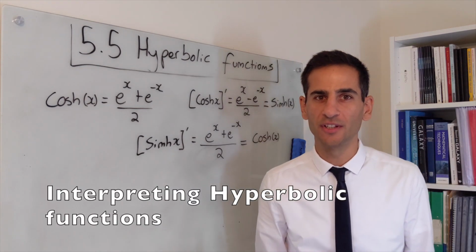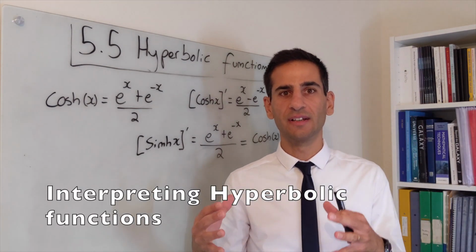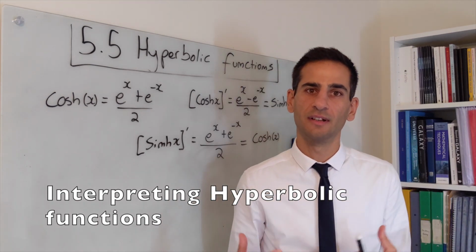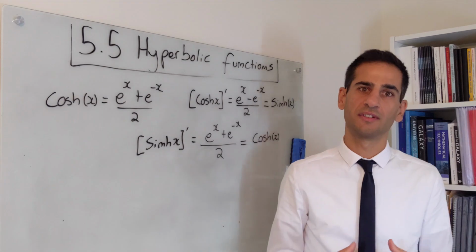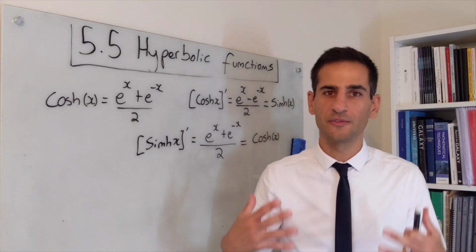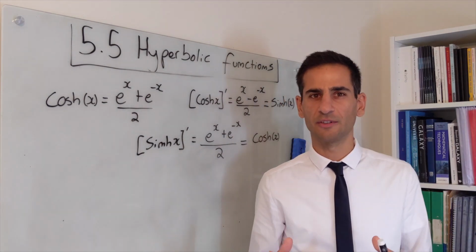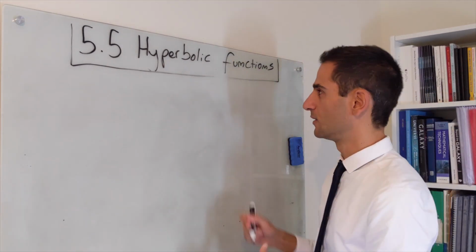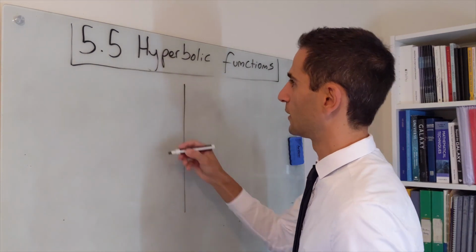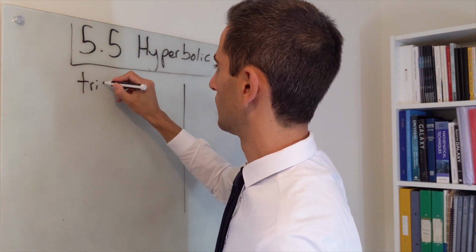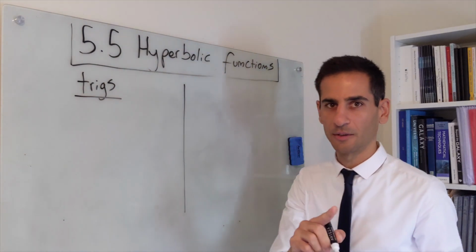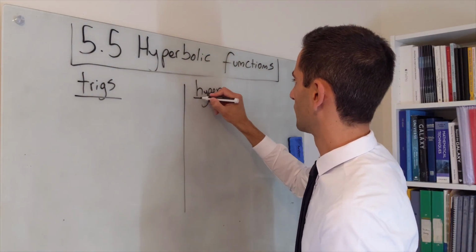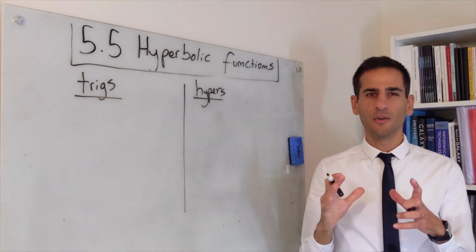Something really cool though is to think a little bit deeper about what hyperbolic functions are telling us and what trigonometric functions tell us as well, even with the physical interpretation. Let's have a look at that. Now let's split the world into trigs. So these are trigonometric functions and hypers. And see what they're telling us.